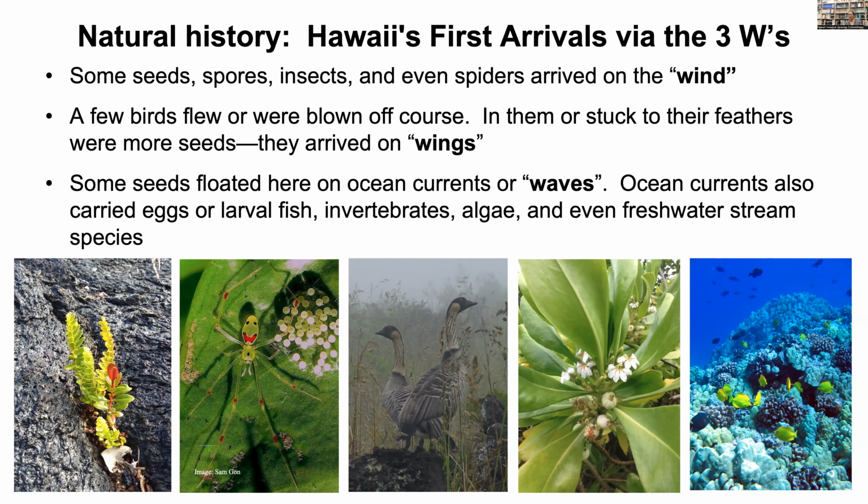Some seeds floated here on ocean currents or waves, and ocean currents also carried the eggs and larval fish of invertebrates and even freshwater stream species. In the middle of this salty Pacific, in our freshwater streams at the top of the mountains, we have native freshwater fish. How the heck, right? So they are anadromous. They have a saltwater phase where somewhere in the Indo-Pacific, there's a stream. They released their eggs down into the ocean. It went out, got carried in jetties and the ocean currents.